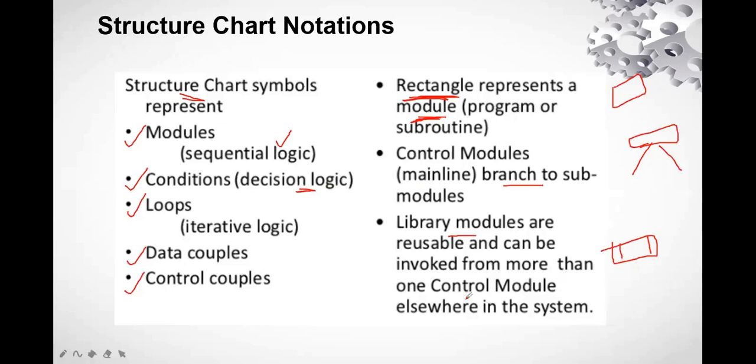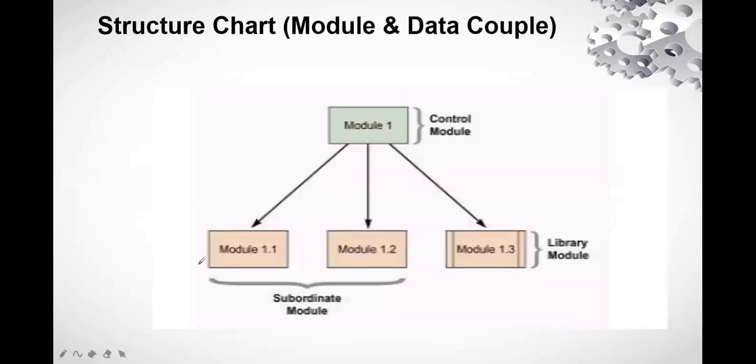Now let's see how the structure charts are being designed. Here we are going to show you how modules work. This is the specific module, and this module is further divided into 3 modules, that is, module 1.1, module 1.2 and module 1.3. Now this module is called the control module. Why is this module called the control module?